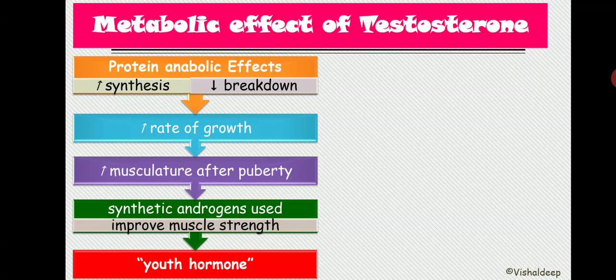So you should write it down in the same session that testosterone will lead to a protein anabolic effect. It will lead to increased musculature after puberty, or testosterone will lead to more muscle development and increase the muscle strength. So in order to improve muscle strength, athletes will use a synthetic androgen that is known as the youth hormone.